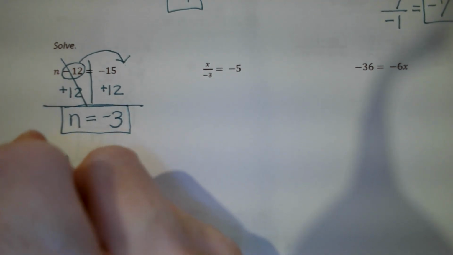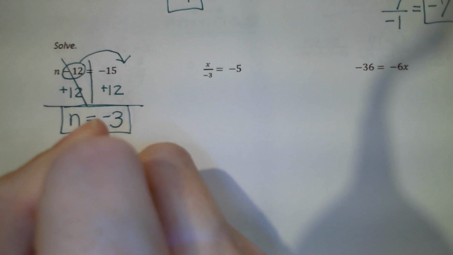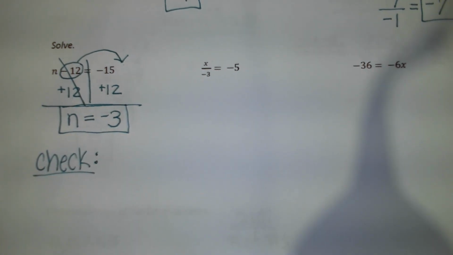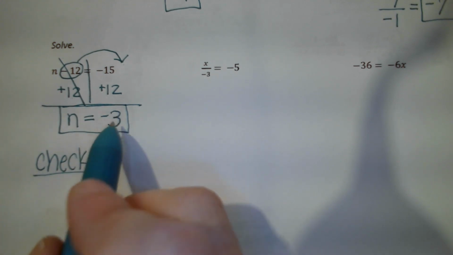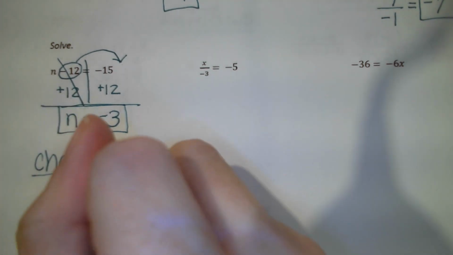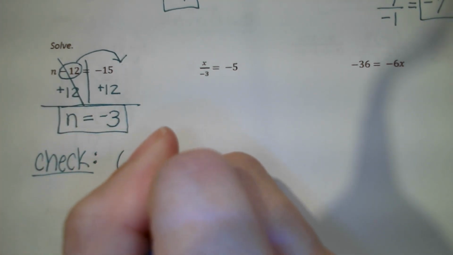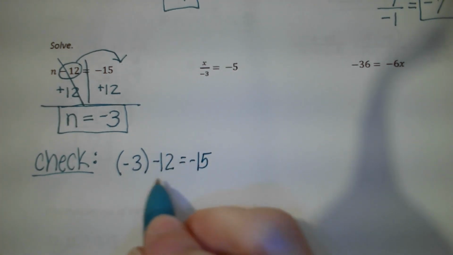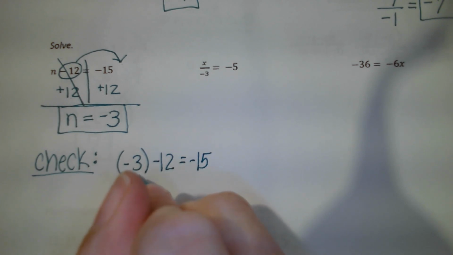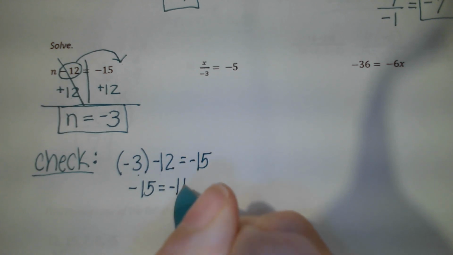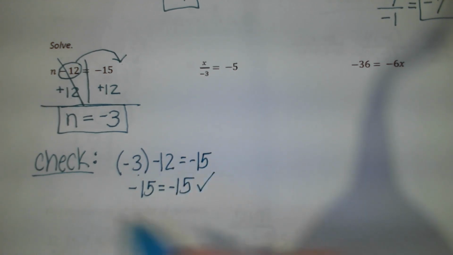Now remember, we should always be checking our answers. I will be looking for that on the quiz. Don't lose points because you forget to check. So to check it, I'm going to substitute the value I just got in for my variable. So that would be negative 3 minus 12 equals negative 15. And now I see if that's a true statement by subtracting negative 3 minus 12, negative 15, and bringing down the other side. They are equal, so I know my answer is correct.